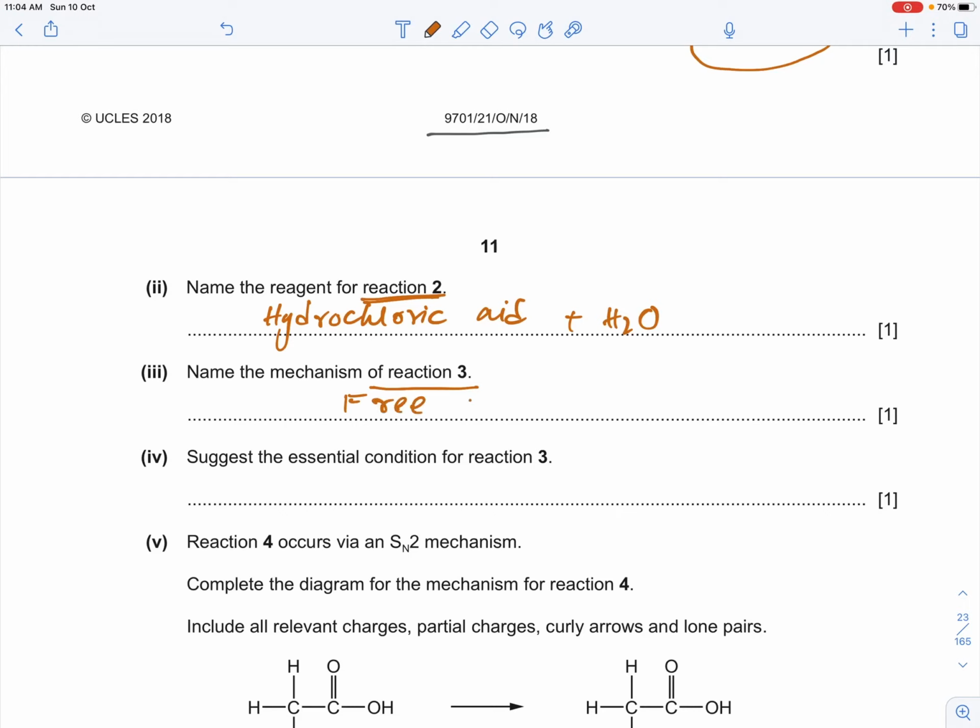Free radical substitution. Suggest the essential condition for reaction 3. So for free radical substitution, we need ultraviolet radiation to break the halogen bond so that free radicals can be generated. So this is ultraviolet radiation.